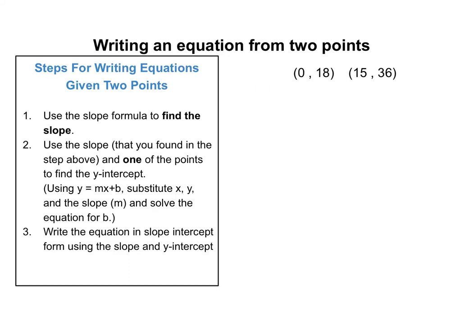So the purpose of being able to find the slope of a line that passes through 2 points is that we can use it to write the equation of that line. Your first step is going to be to find that slope, using that same formula we just saw. Then we will use the slope and one of the points, plug that into our y equals mx plus b format, substituting our x and y and the slope, and then we can solve for b. And then we'll just make sure that equation is in slope-intercept form using the slope and the y-intercept.